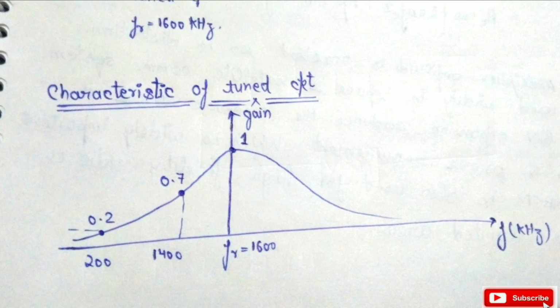The bell shaped diagram shows the basic characteristics of the tuned circuit, in which we plot the gain versus frequency curve. The frequency is in the range of kilohertz. For the tuned circuit, we assume that the resonant frequency is 1600 kilohertz. So at this frequency, the gain of the tuned circuit is maximum. Let us assume that as 1. 1400 and 200 are some assumed frequencies that we discuss in this video for our further discussion.